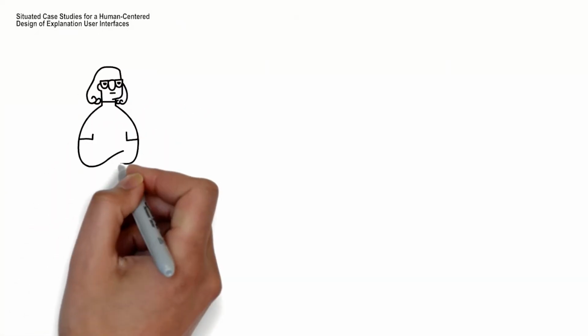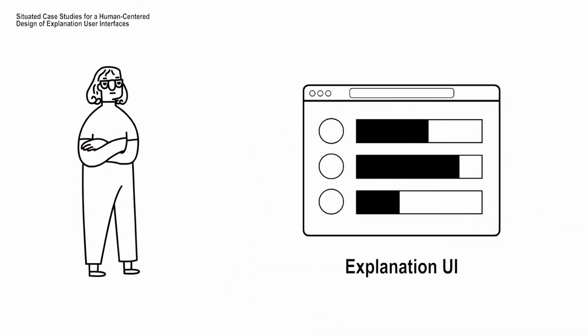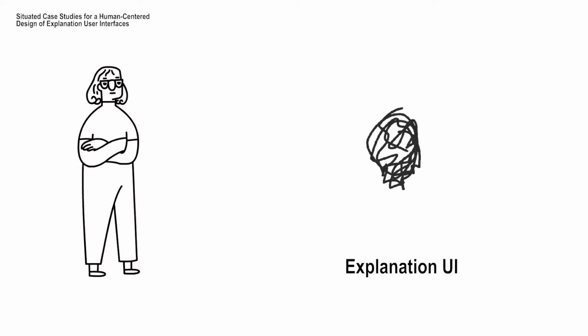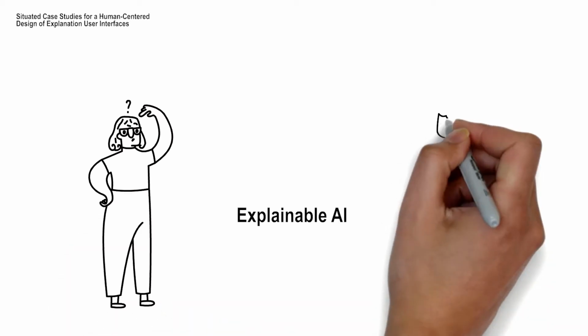Tiara is the lead designer for a new AI-based health recommender system. She decides to include an explanation UI to help users to understand why specific recommendations are given. For Tiara, explainable AI is a new area to design for.